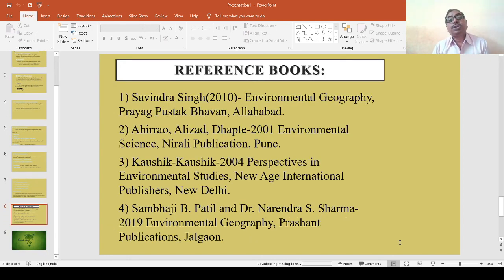The reference books referred are Environmental Geography by Ravinder Singh, Environmental Science, then Perspective in Environmental Studies and Environmental Geography. It's the textbook and some are the reference books.